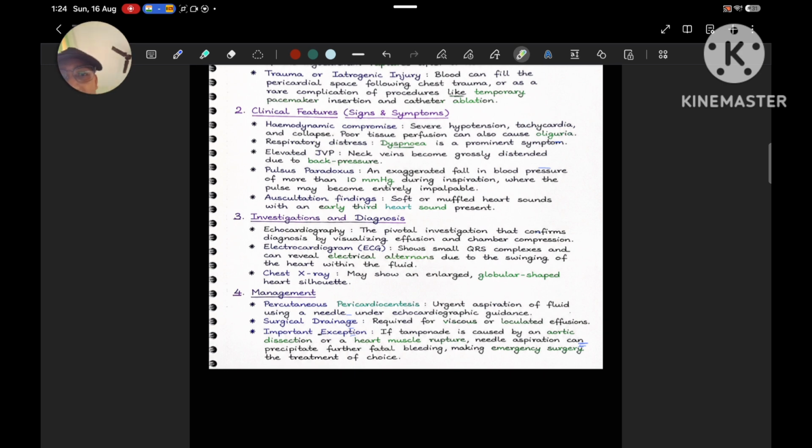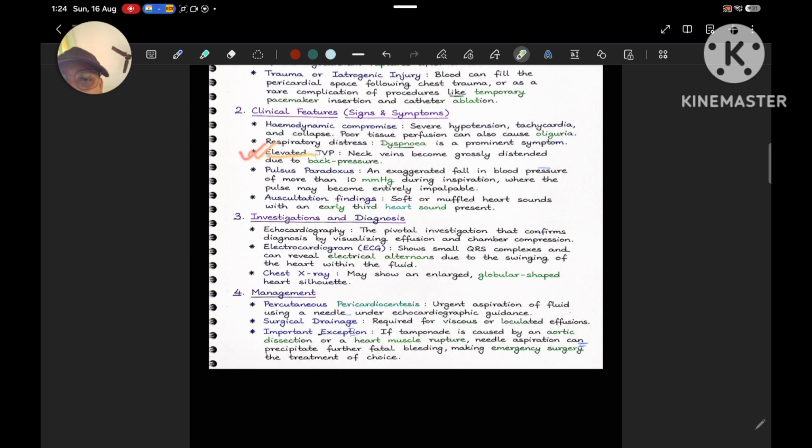So it is saying that severe hypotension occurs, and then we have elevated jugular venous pressure, and here you can see muffled heart sounds. These 3 are the classical triad of cardiac tamponade. Other signs and symptoms are dyspnea, which is difficulty in breathing, and oliguria, less urine output, due to poor perfusion to the tissue of the kidney.